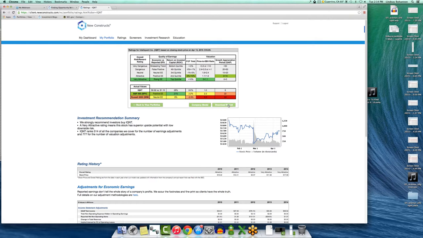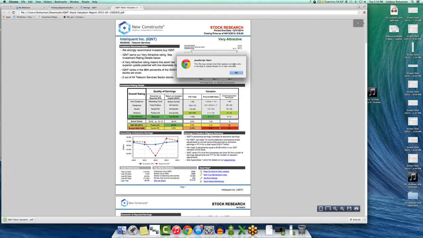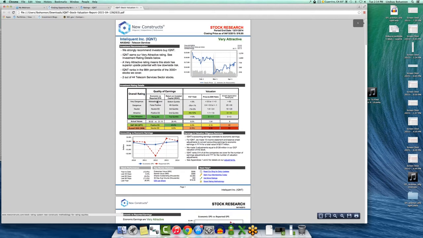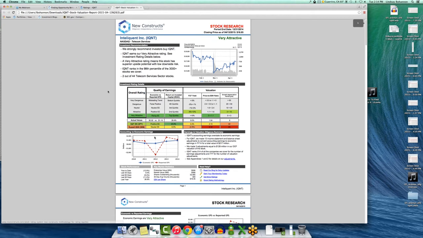And then all of our subscribers have access to something called the company reports. And they get these reports for each of our stocks, all of our 3,000 stocks under coverage. And all of our ratings and all of our reports are updated daily based on current price information. So as you can see here, we get all the basic information that we got out of the ratings page. We get that here also in the report.